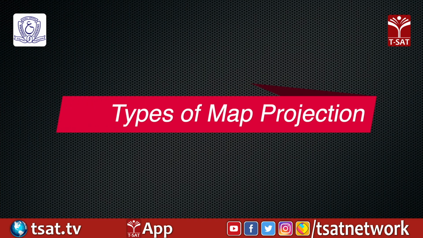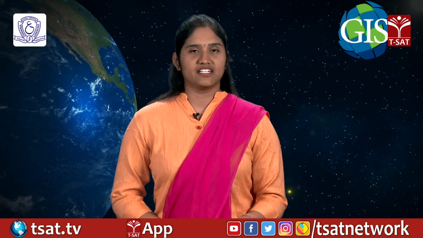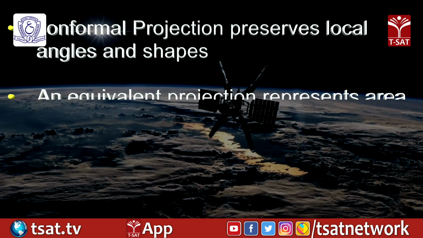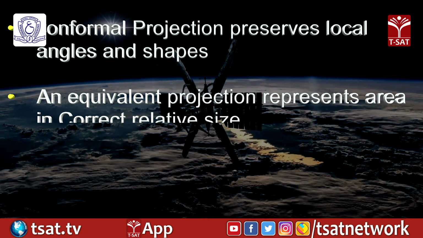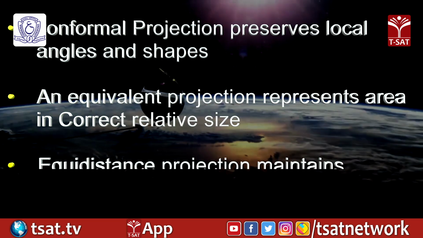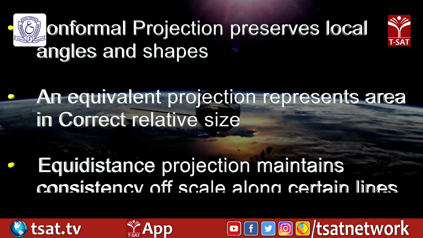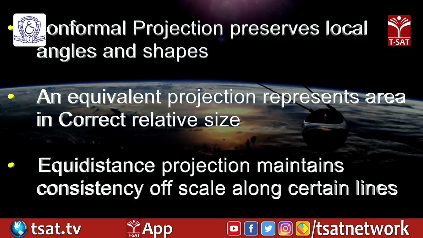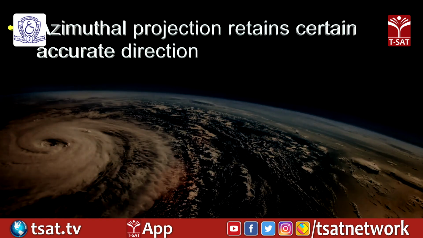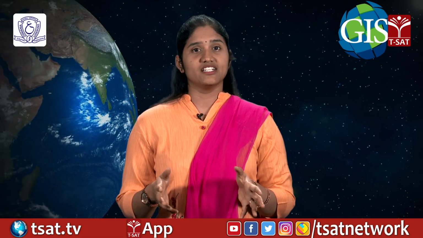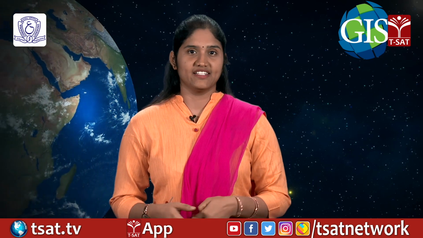Types of map projection. Map projections are divided into 4 classes. A conformal projection preserves local angles and shapes. An equivalent projection represents area in correct relative size. An equidistant projection maintains consistency of scale along certain lines. An azimuthal projection retains certain accurate directions. Map projections can also be grouped by their projection surface into cylindrical, conic and azimuthal.